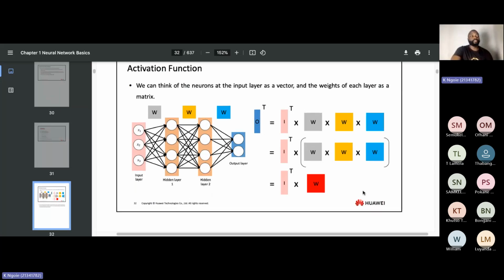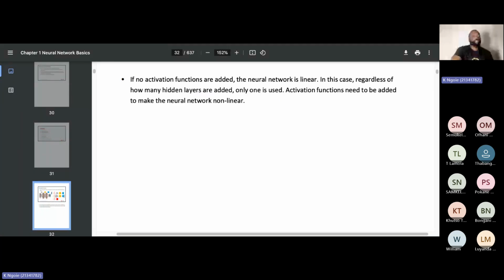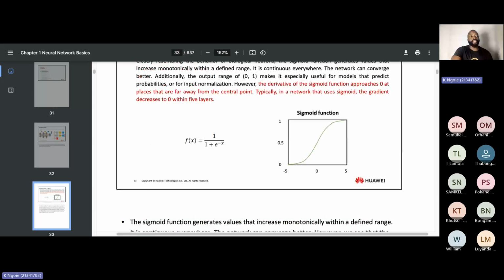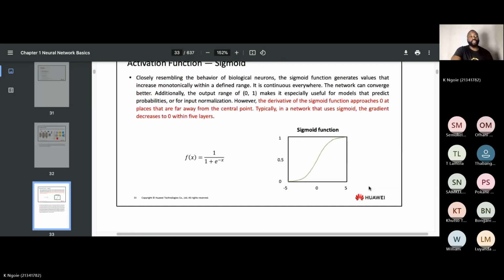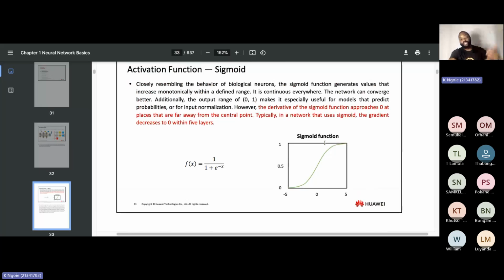All right. So I think that would be all for today. And next week, we're going to talk about the choices of activation function and what the activation functions do.